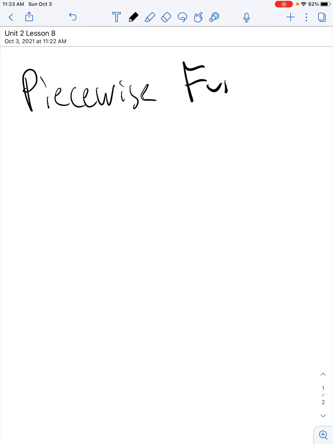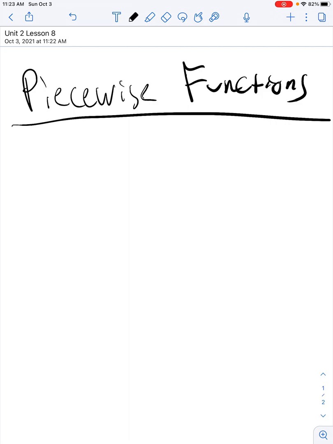All right, Algebra 2, Lesson 8, the last lesson in Unit 2. We're going to talk about piecewise functions. So piecewise functions are basically at least two functions, okay? So there are at least two functions where the different functions apply to different parts of the domain.